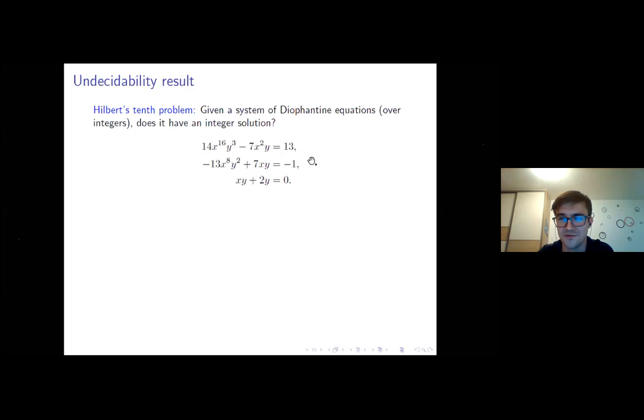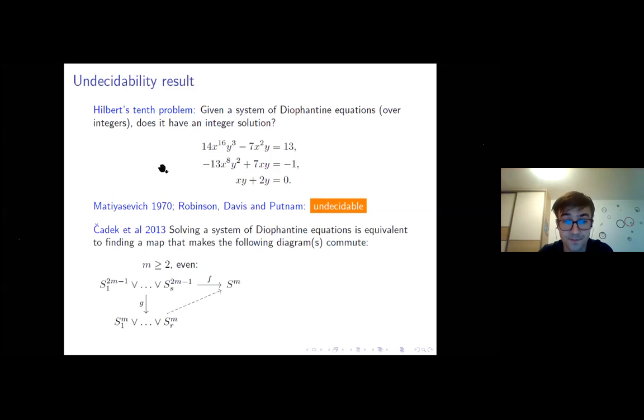I just typed it out in LaTeX. You can check it out. I guess it doesn't have one. But anyways, do you have a generic algorithm which would solve any system like that? That is the question. And this is an undecidable problem, quite famously by Matiyasevich in the 1970s, building on the work of other people. So what we actually use is a reformulation.